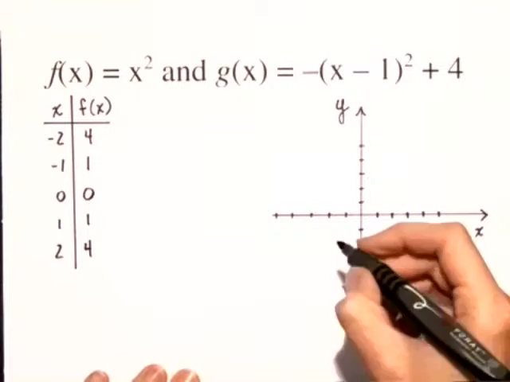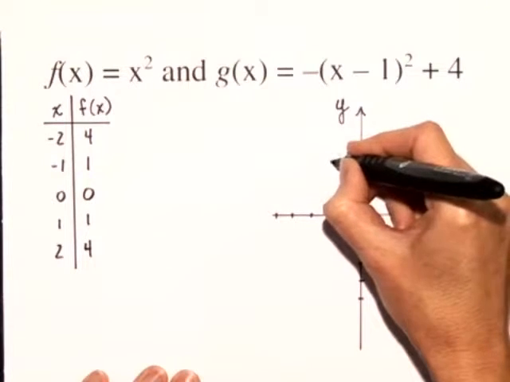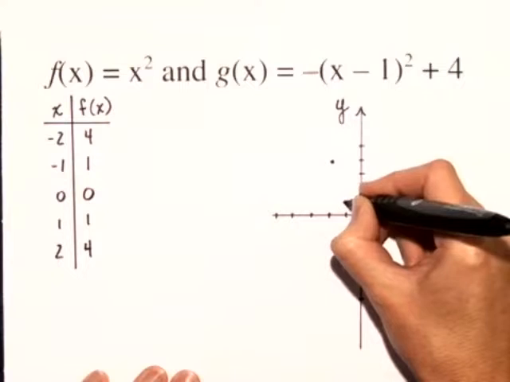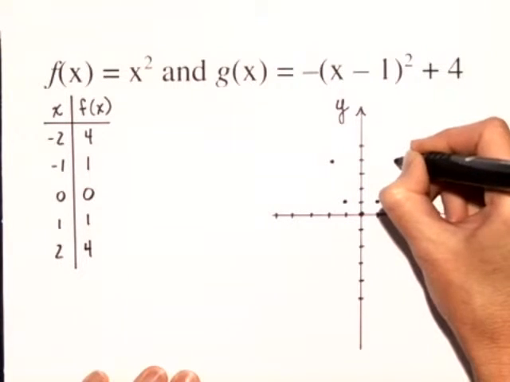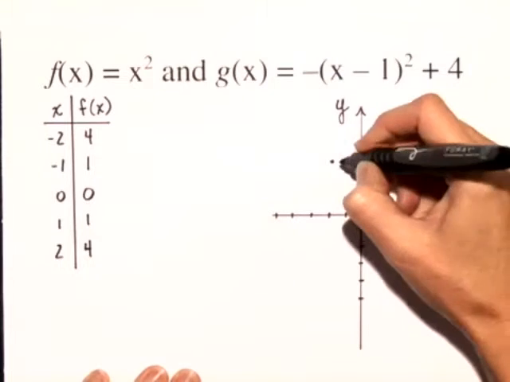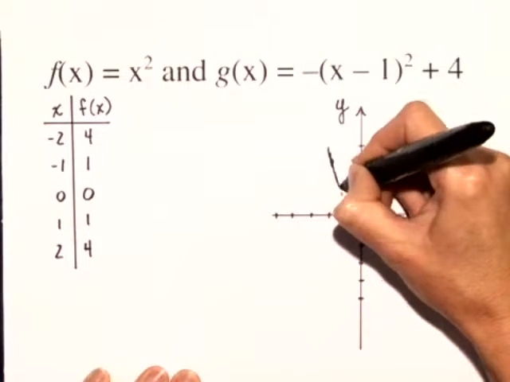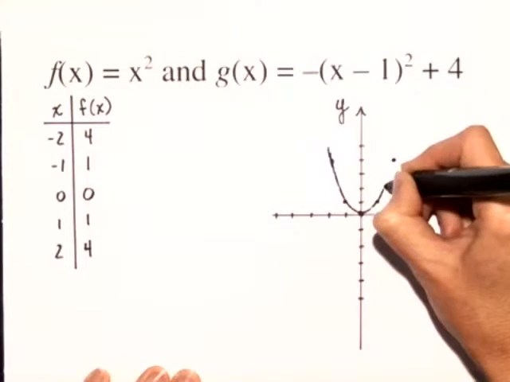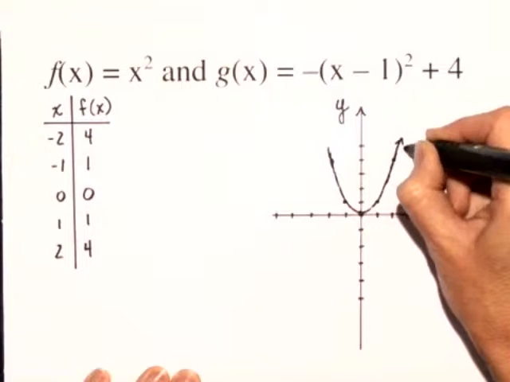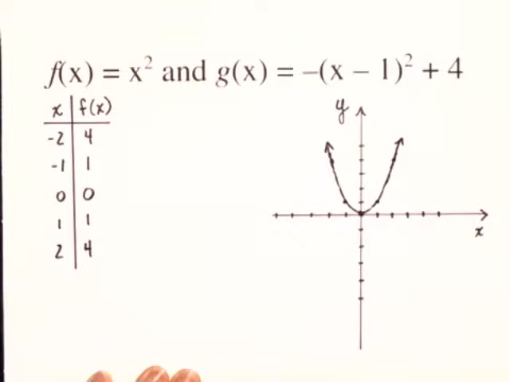So let's go ahead and plot those points. We have -2, 4, -1, 1, 0, 0, 1, 1, and 2, 4. This is our parabola. We'll connect it, make a smooth curve. And this is the graph of f of x equals x squared.